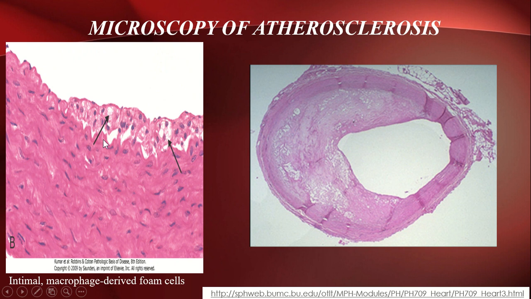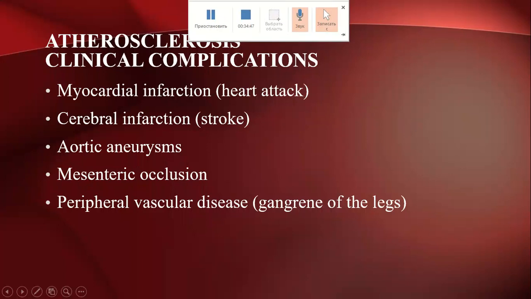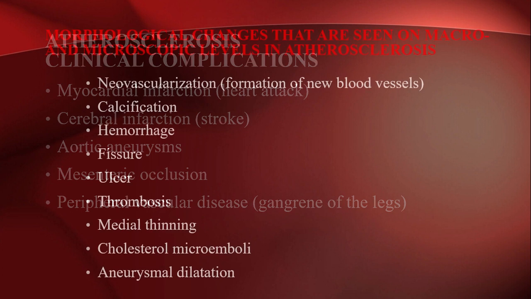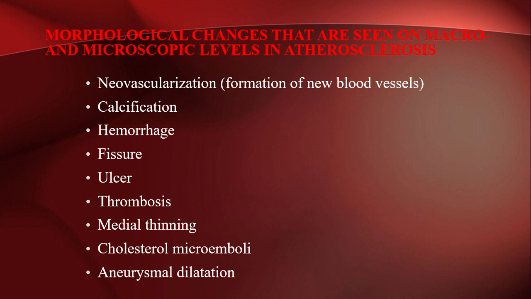Here you see microscopically the macrophage-derived foam cells in the intima and the atherosclerotic nodule in the wall of the artery that narrows the vessel lumen. The clinical complications of atherosclerosis are myocardial infarction, cerebral infarction, aortic aneurysms, mesenteric occlusion, and peripheral vascular disease, such as gangrene of the legs. Morphological changes seen on macro and microscopic levels in atherosclerosis are neovascularization, the formation of new blood vessels, calcification, hemorrhage, fissure, ulcer, thrombosis, medial thinning, cholesterol microemboli, and aneurysmal dilatation.